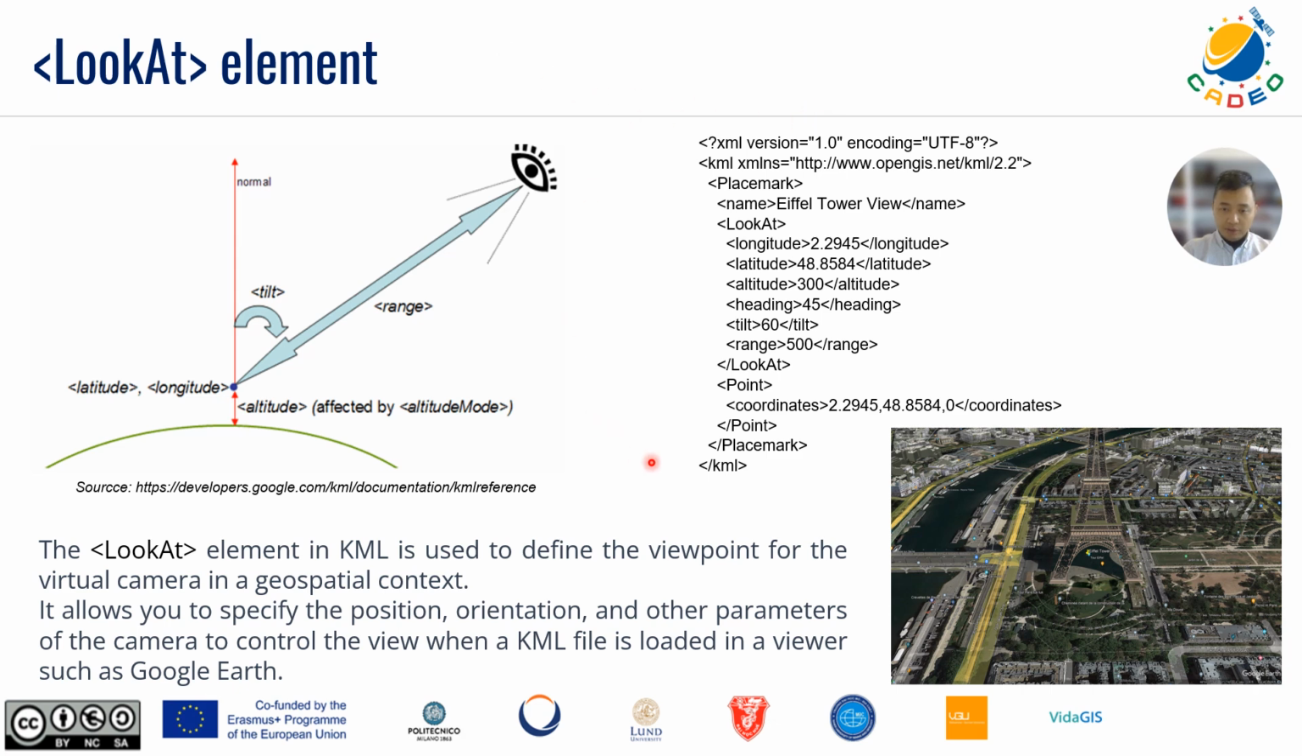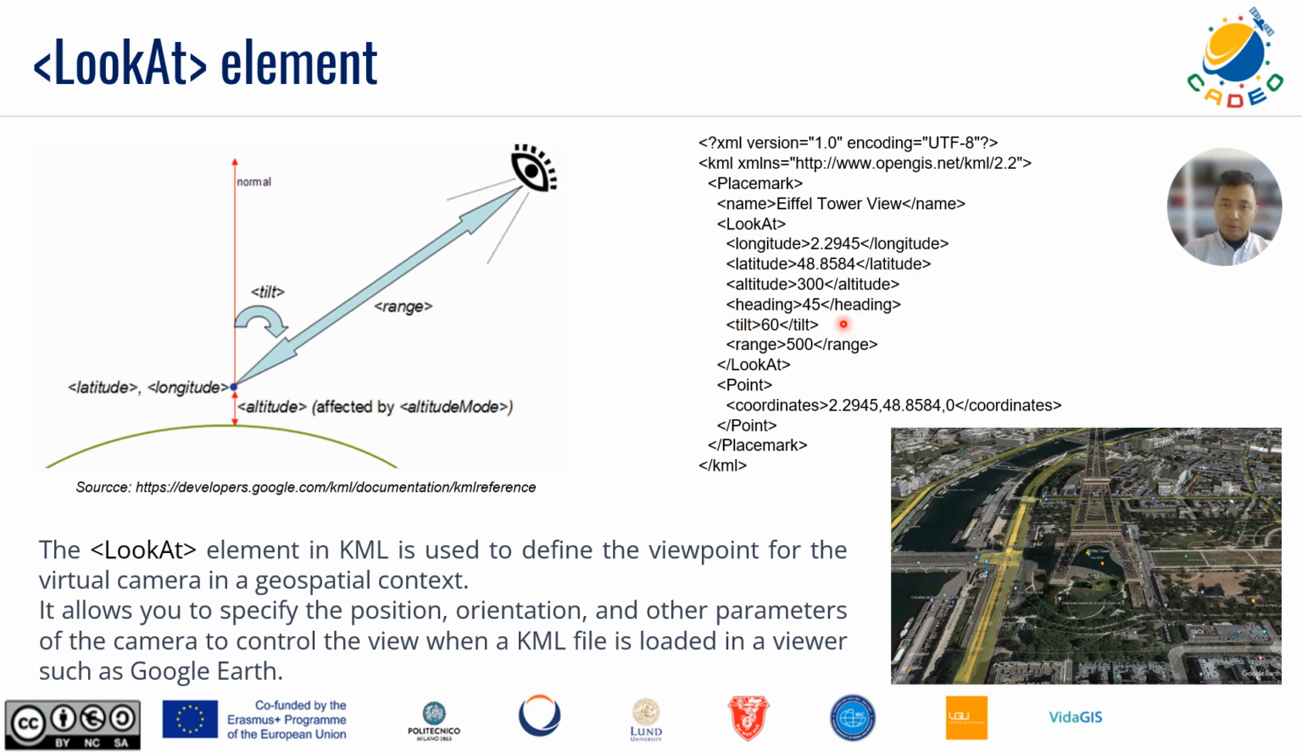We have the specific code for KML where the look-at element is used. With the look-at element, we want to show the Eiffel Tower on Google Earth, and we have the look-at element to adjust the virtual camera. With the longitude, latitude, and altitude, we define the position of the camera.